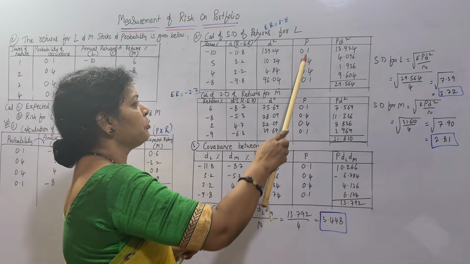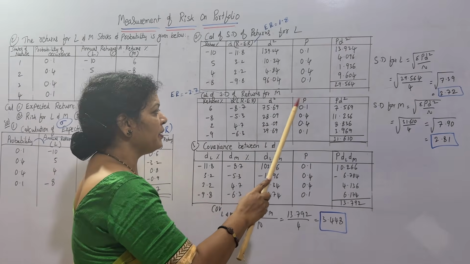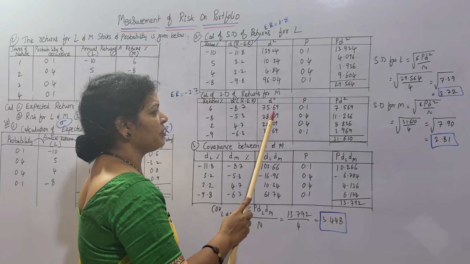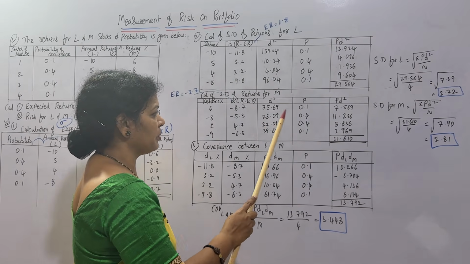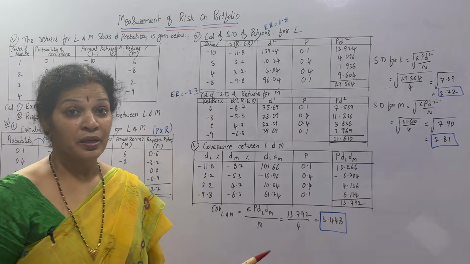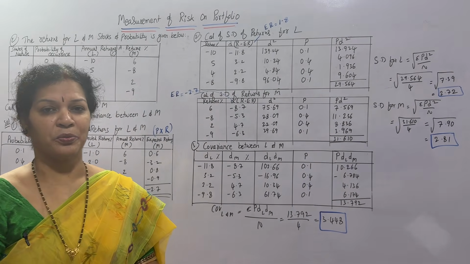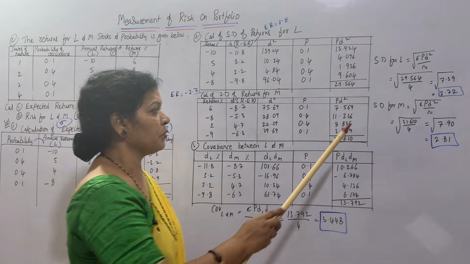After that, as usual, the probability we have written. As per the formula we need PD square. So P into D square, multiply 75.69 into 0.1, 7.569. In the same way, both multiplications we have done for PD square. The PD square total is required because as per the formula we need the PD square total. This total is 31.610.